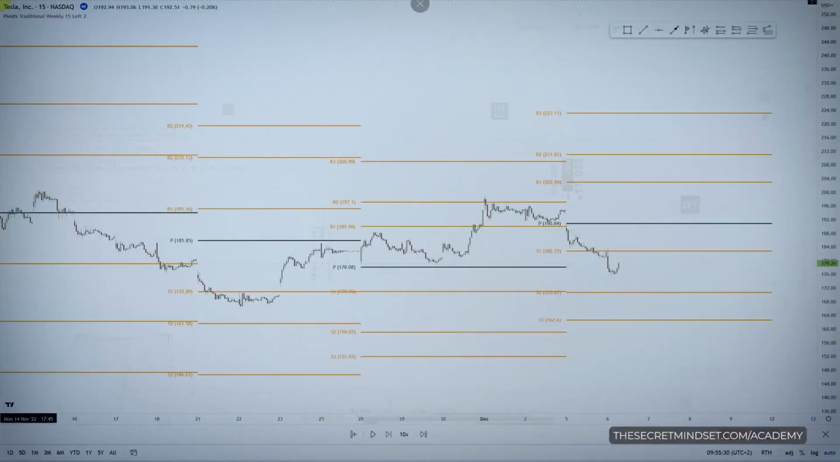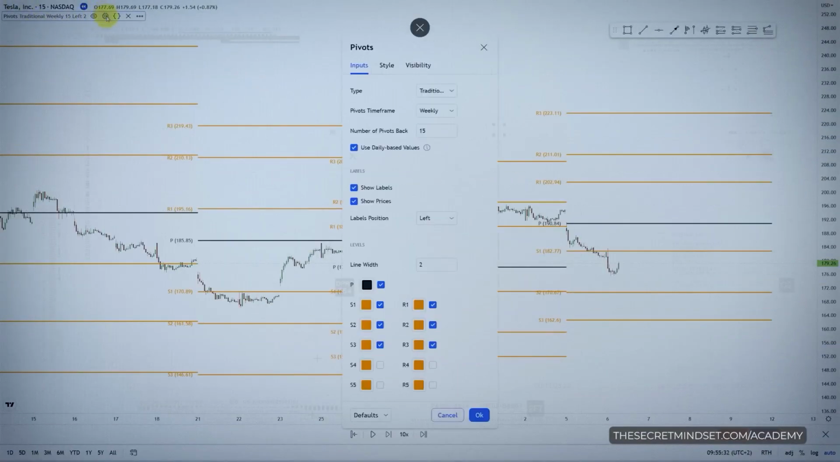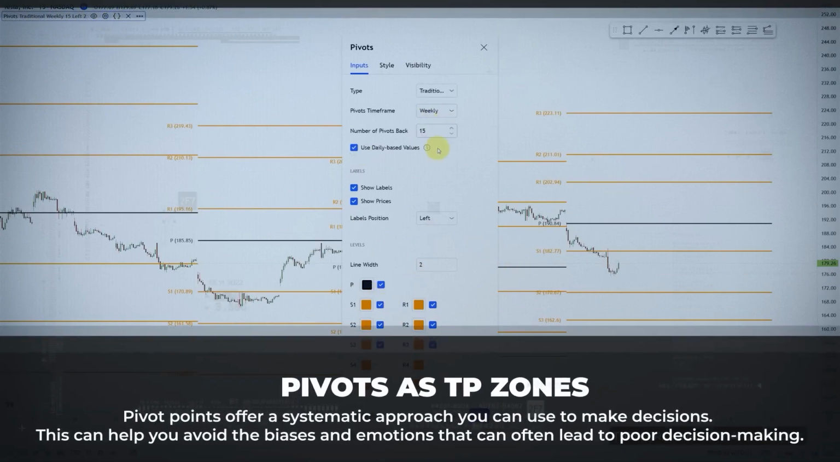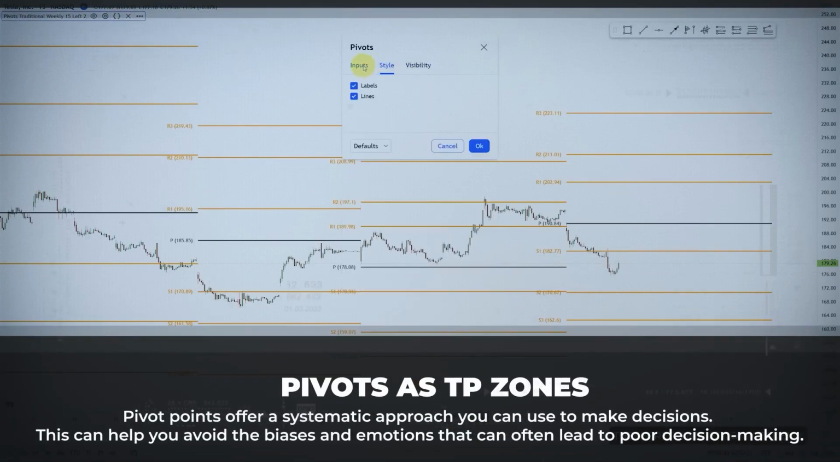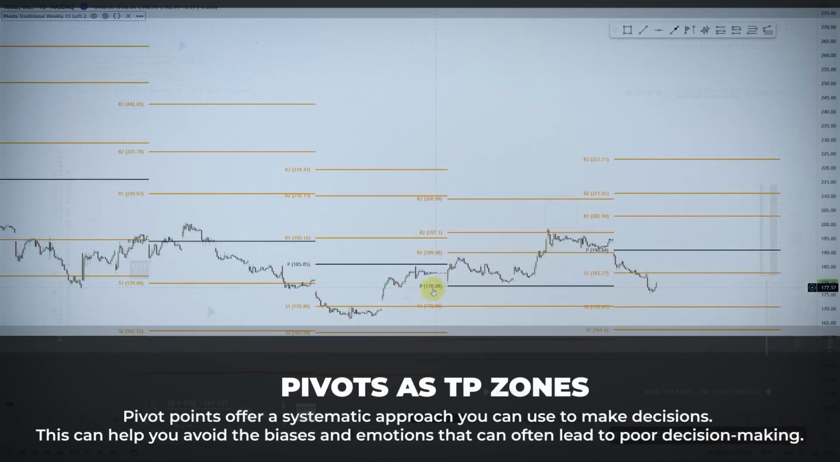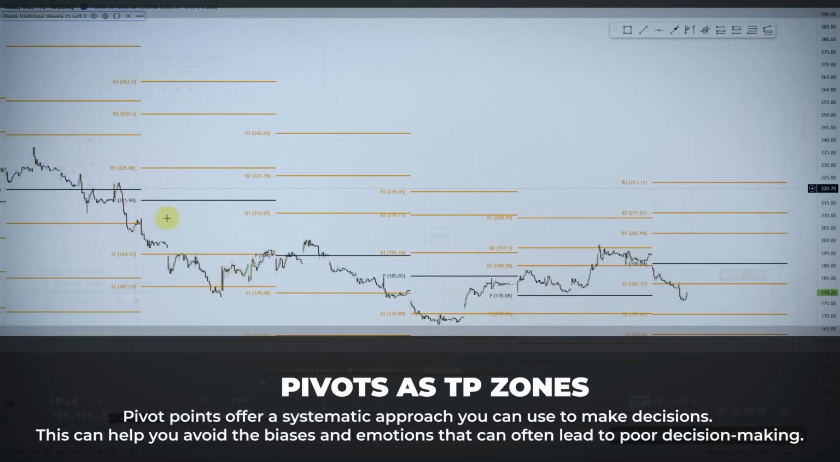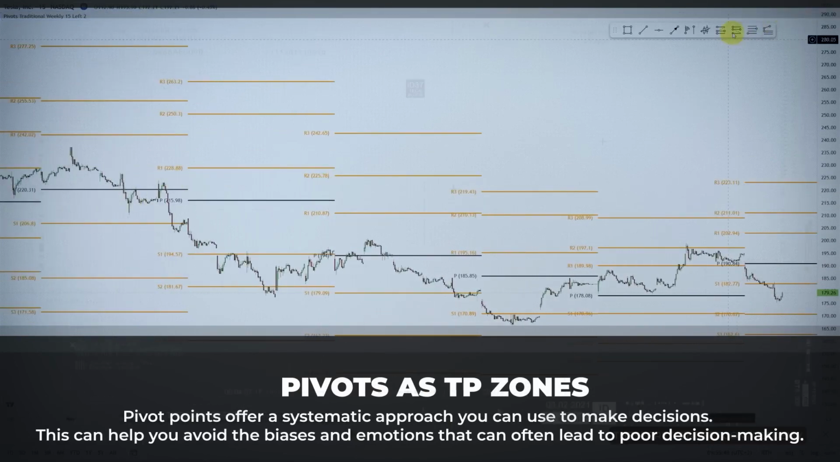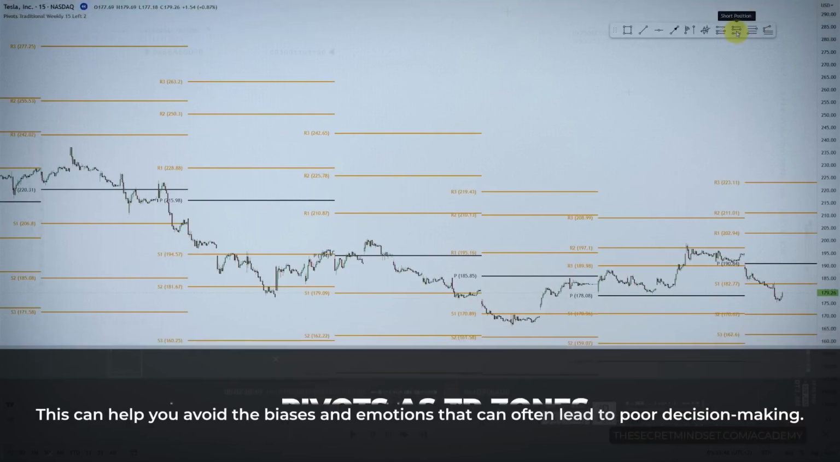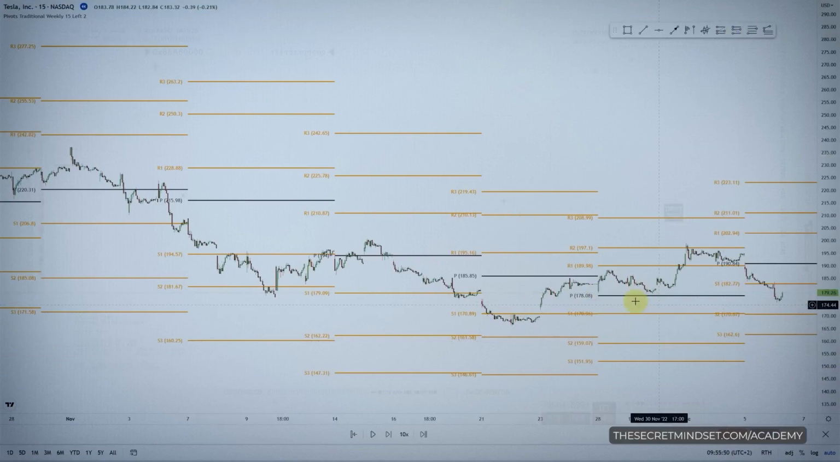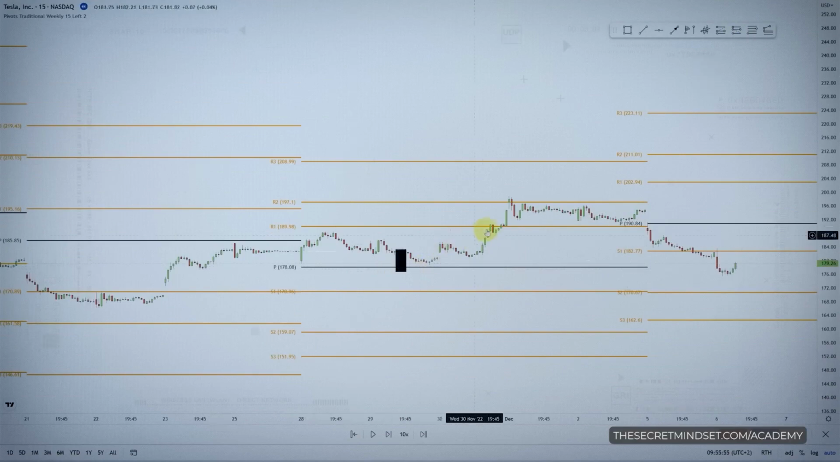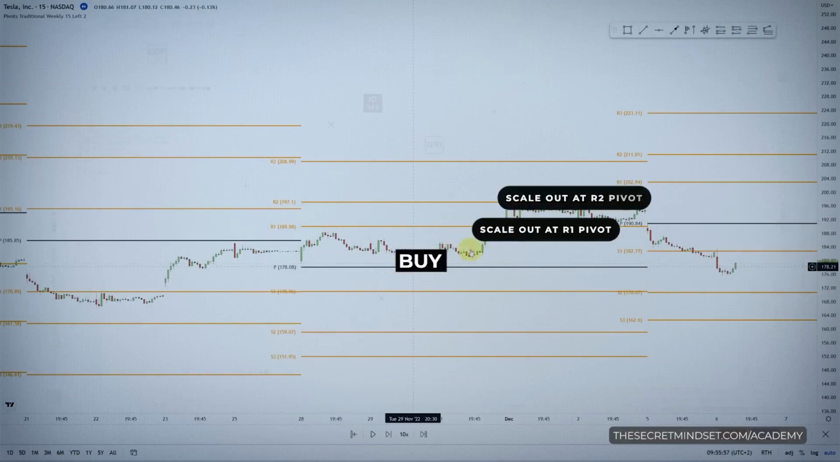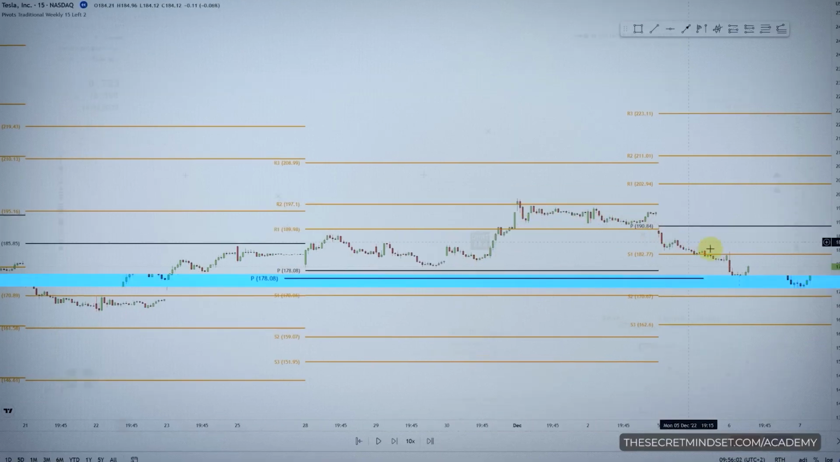Taking profits using pivot points is another reliable method. Rather than relying on subjective interpretations of price action, pivot points offer a systematic approach you can use to make decisions. This can help you to avoid the biases and emotions that can often lead to poor decision making. For example, if price reaches a resistance level marked by a pivot point, you may choose to take some profits at that level in anticipation of a potential price decline.